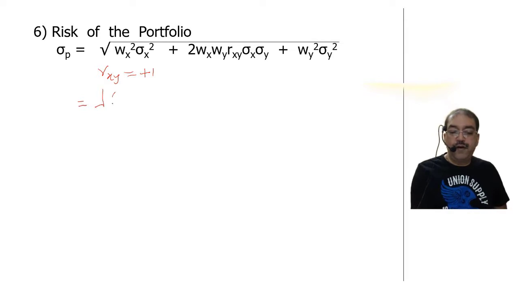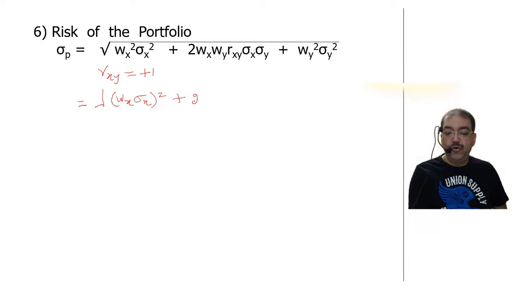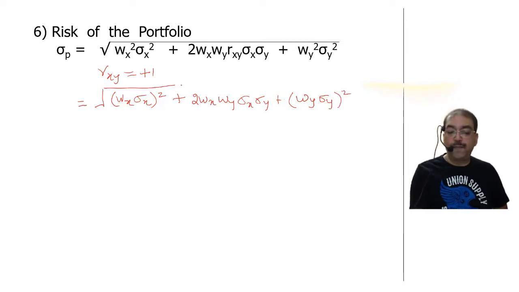The first term I will rewrite as Wx sigma x the whole square. Instead of taking square of each one of them, I have taken the square outside, plus 2 times Wx Wy sigma x sigma y, plus this again I will take weight of y into sigma of y the whole square. Square comes outside.